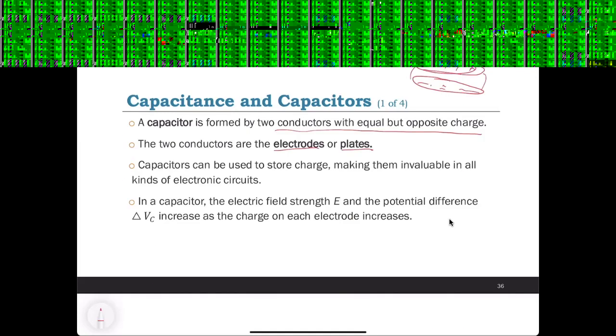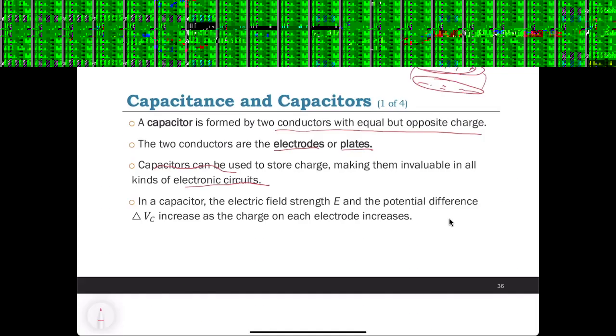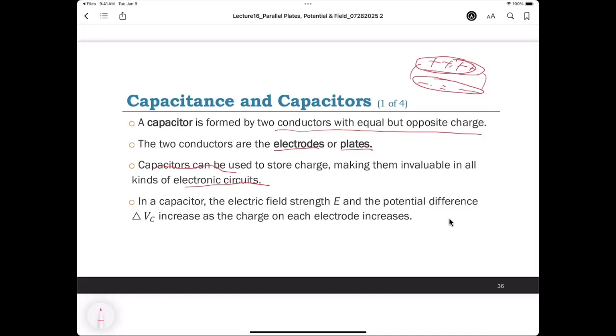Capacitors can be used to store charge, making them invaluable in all kinds of electronic circuits. If you take an electronics class, you will know that the capacitor is a very often used component.